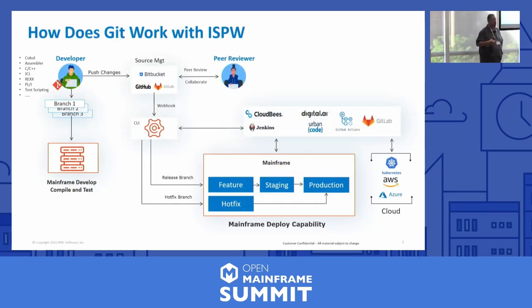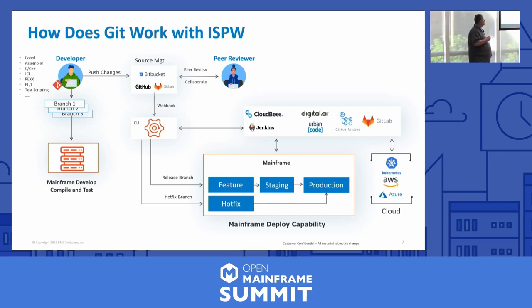So, what we offer at BMC is an interface with Git that provides you flexibility and capability, but doesn't necessarily mean that you have to move every single thing that you want to Git. I'll get into that in a second. So that was a little bit of a teaser. But how does Git work with ISPW on the mainframe? How does Git work on the mainframe?